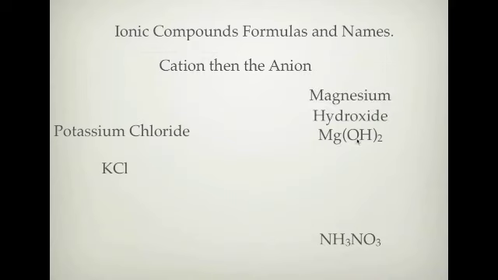Magnesium hydroxide over here because I have magnesium and the hydroxide ion. And here we have ammonium nitrate because we're just simply listing the cation and then the anion. It's really simple with your ionic compounds when we're naming them. It's simply just the cation and then the anion.